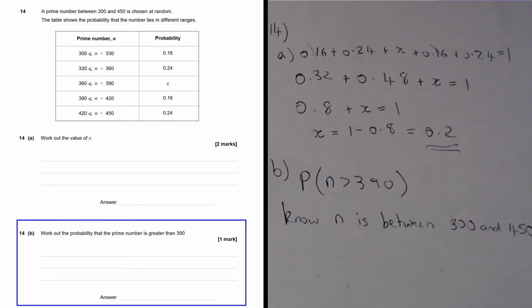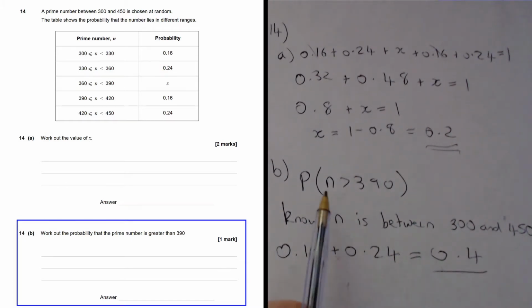Well, we can see from the last two rows of the table that the probability that n lies between 390 and 420 is 0.16. But we know it could be all the way up to 450. So we need to add to that the probability that n could be between 420 and 450. So we need to add to that 0.24. And if we do that, we get 0.4. So the probability that n is bigger than 390 is 0.4, or 40%.